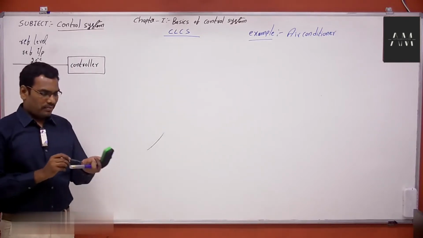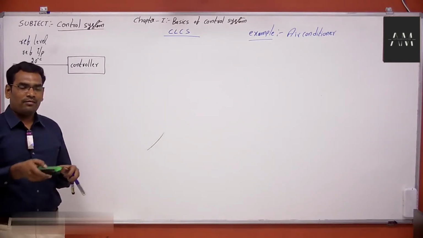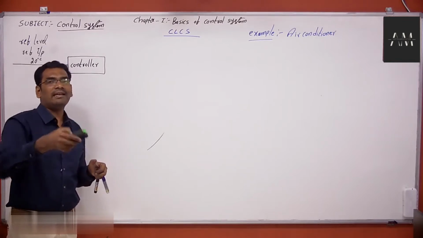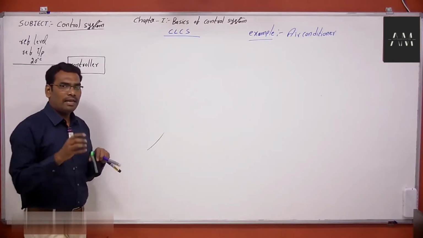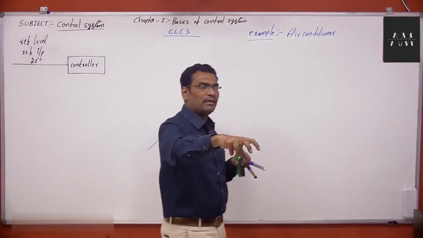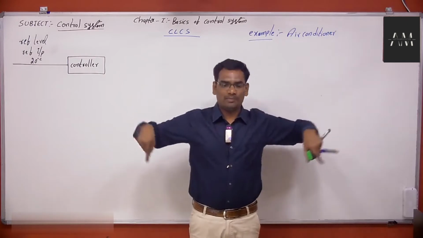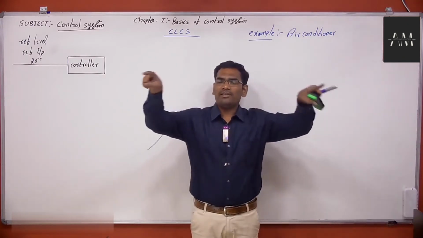Now, the question is, this is the air conditioner. Once you set the temperature as 20 degrees centigrade, the air conditioner will have a sensor. Is it right or not? The air conditioner will have a temperature sensor. The air conditioner will sense the actual temperature of this particular room. What is the actual temperature of this particular room?